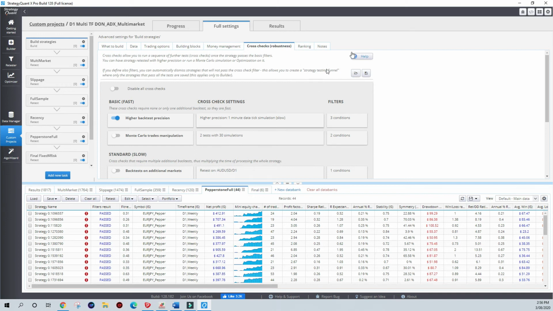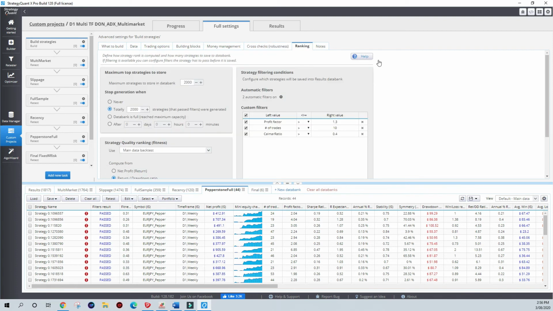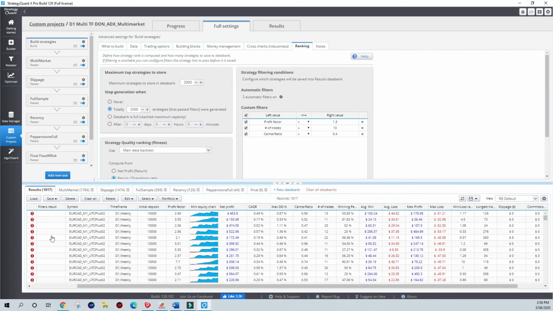In relation to the ranking, we just use a very simple and fairly low validation criteria to make sure that we get a number of successful entrants passing this phase of testing. Now, this build phase therefore generates these 1,817 strategies that pass this criteria in this phase here.